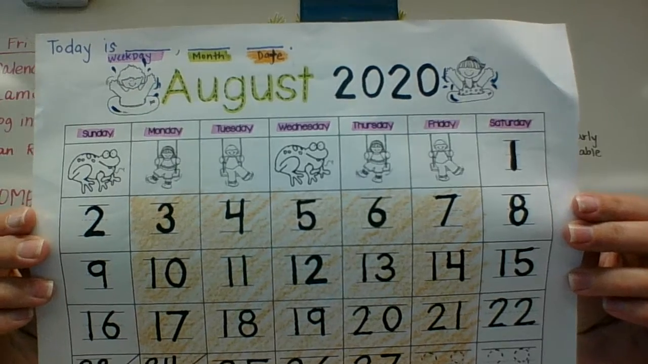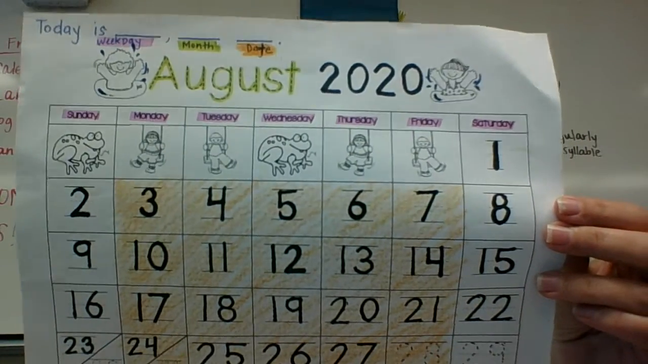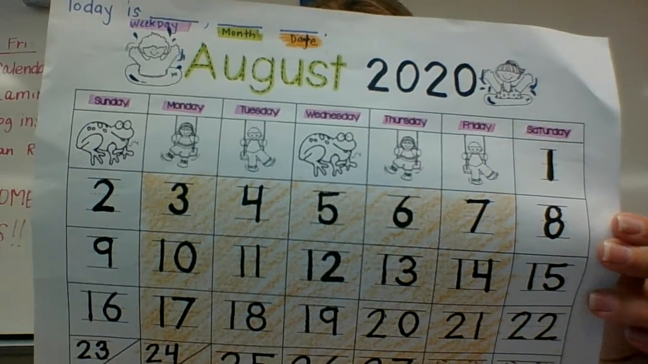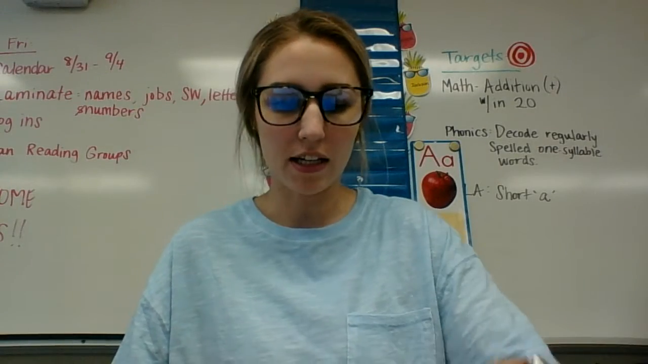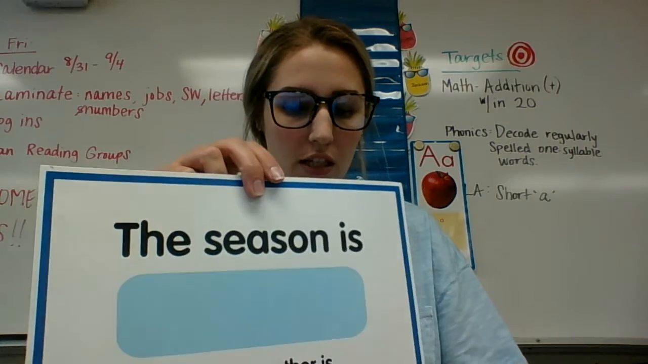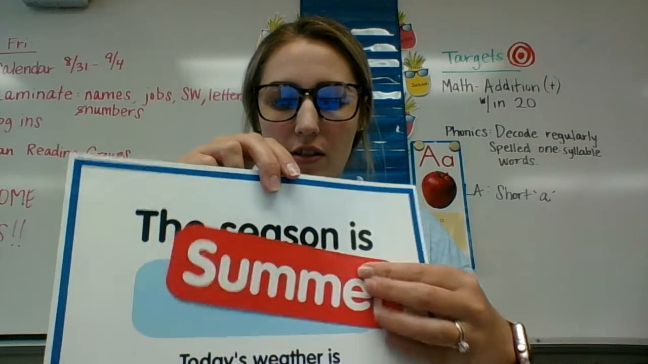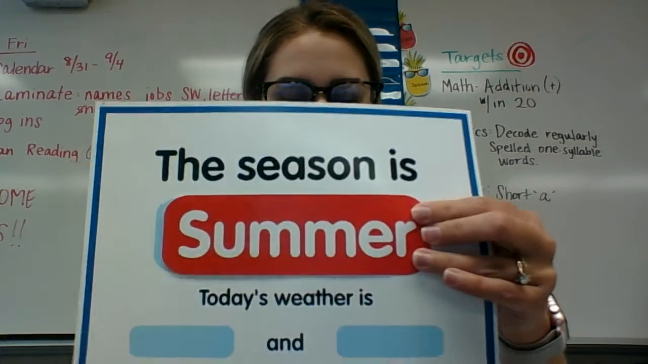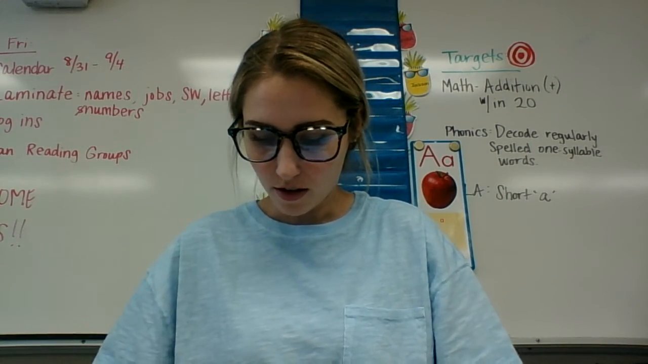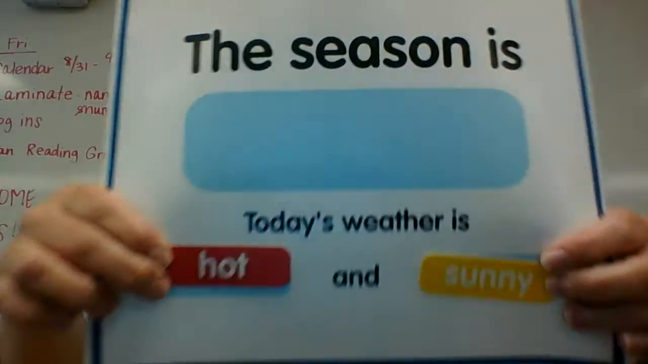Today is Thursday, August 27th, so we wrote the number 27 in our Thursday box. And then we did our weather. The season is still summer, and today's weather is still hot and sunny.